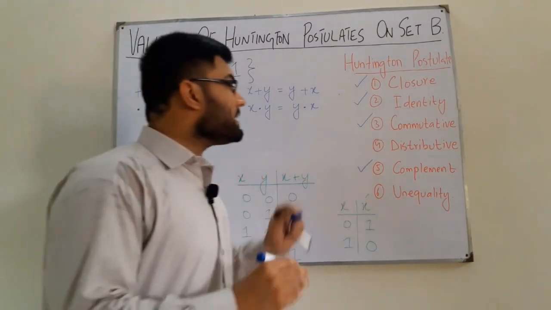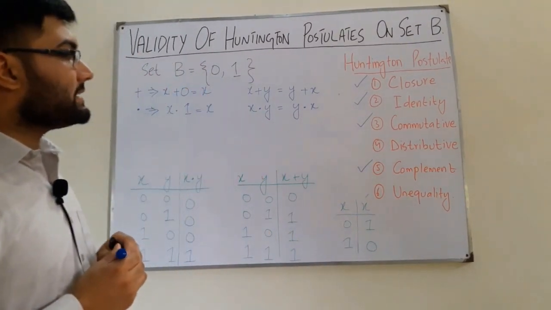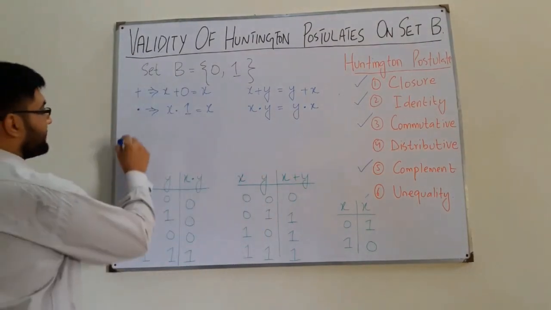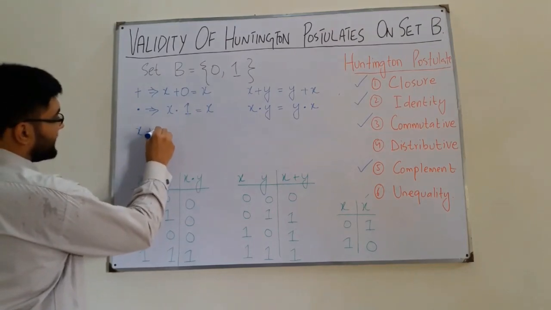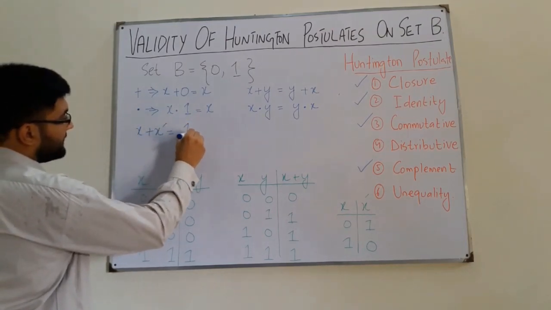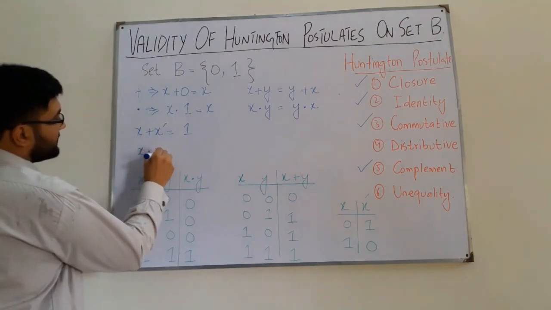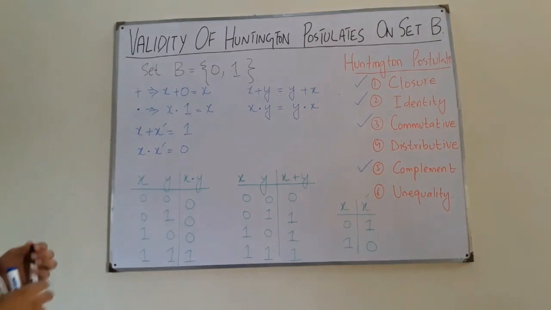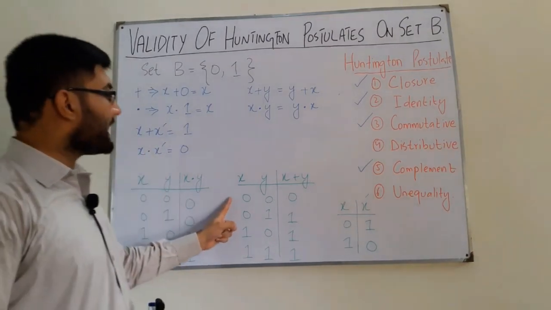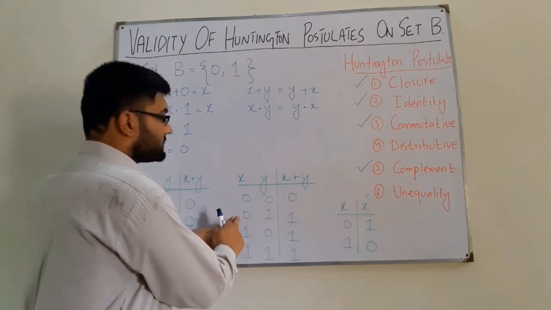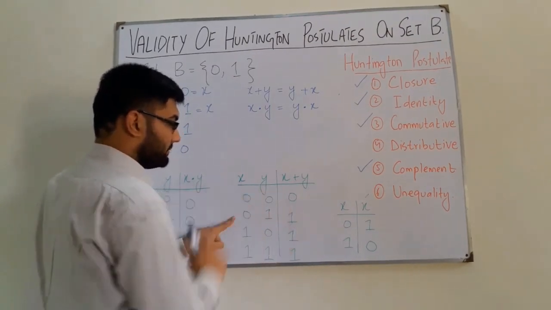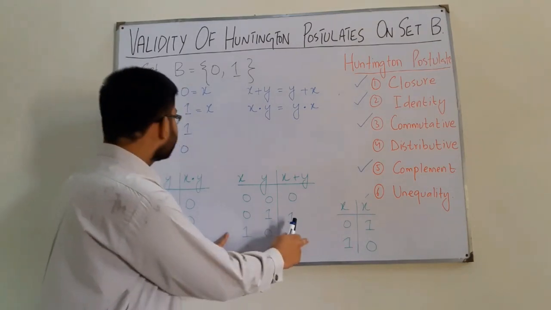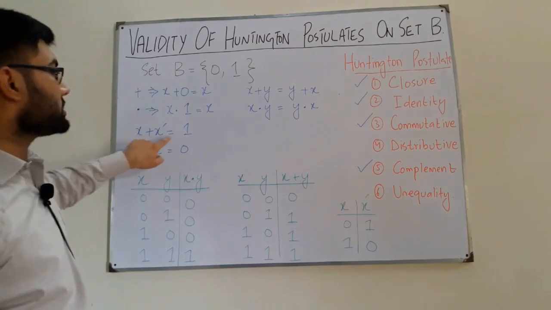Now the complement property, I forgot, that x plus x complement is 1 and x into x complement is 0. So from the tables, look, if 0 is the x, so x complement is 1. So x plus x complement, 0 plus 1 is 1. If x is 1, so x complement is 0. So 1 plus 0 is again 1, which proves this property, x plus x complement is 1.